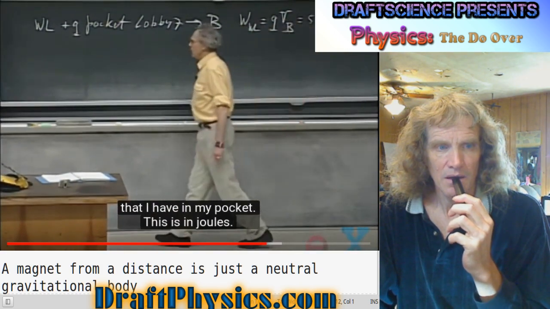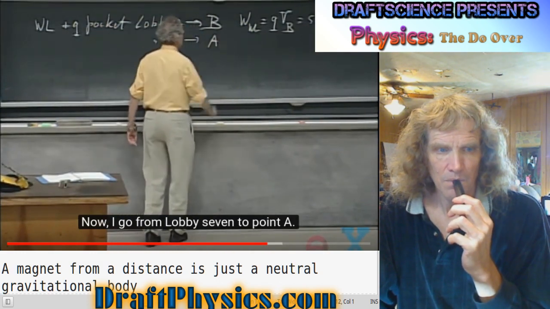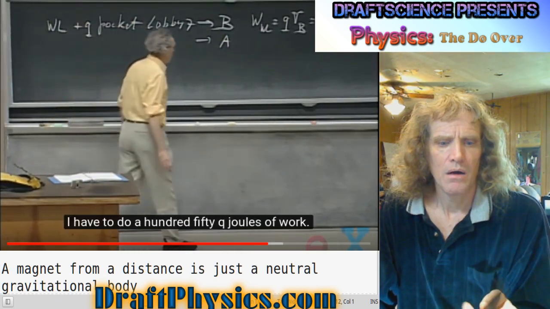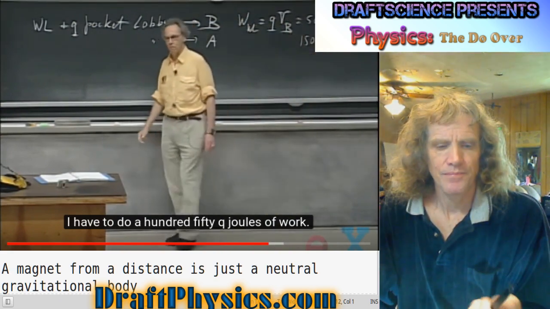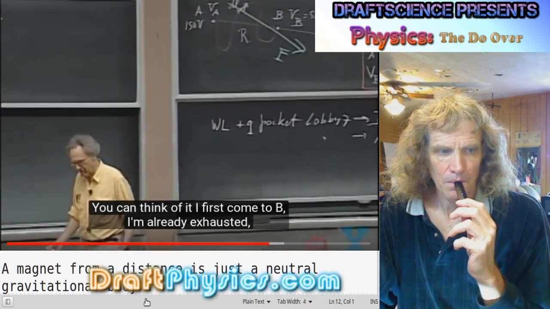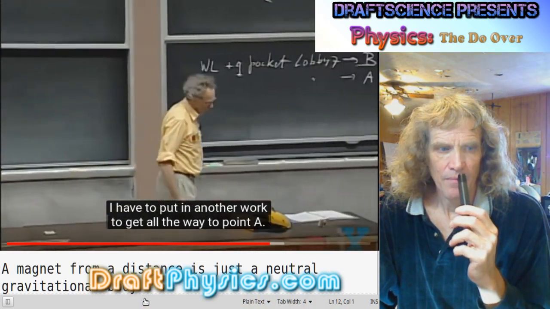This is in joules. Now I go from lobby 7 to point A. I have to do more work. I have to do 150 Q joules of work. You can think of it, I first come to B, I'm already exhausted. I have to put in another work to get all the way to point A.